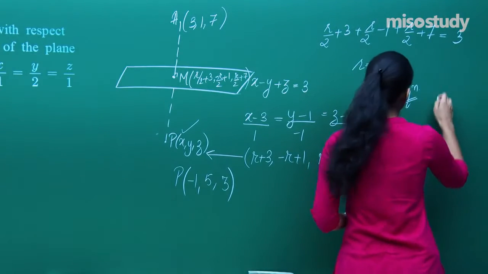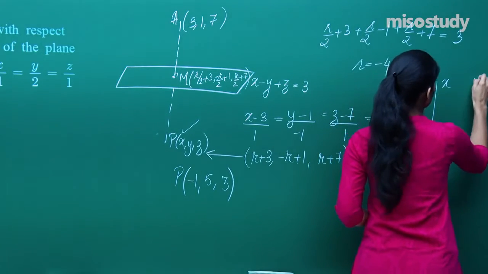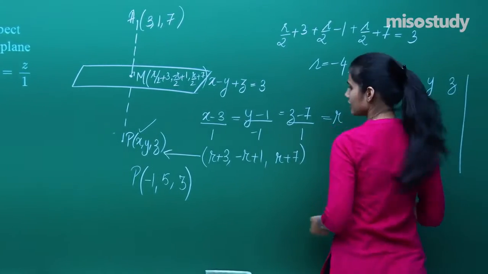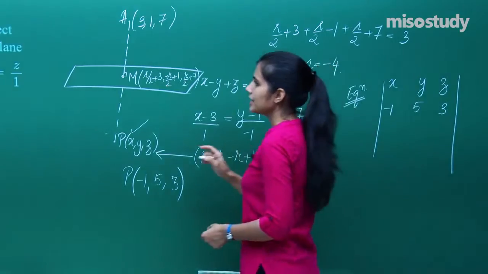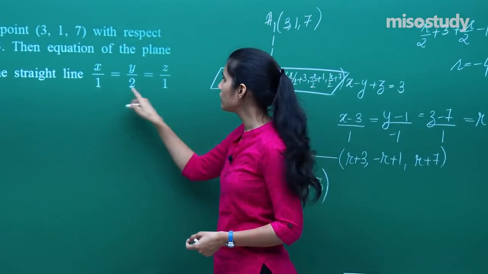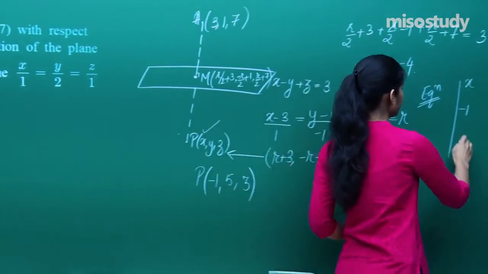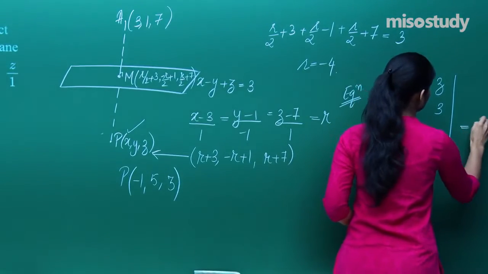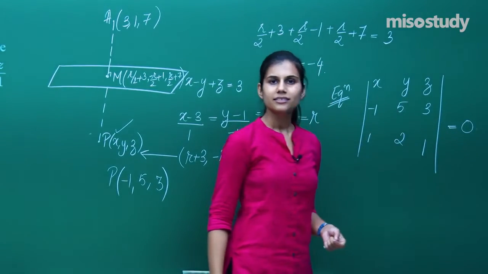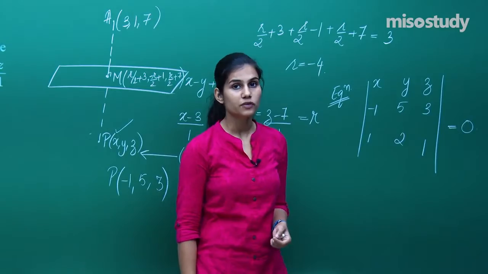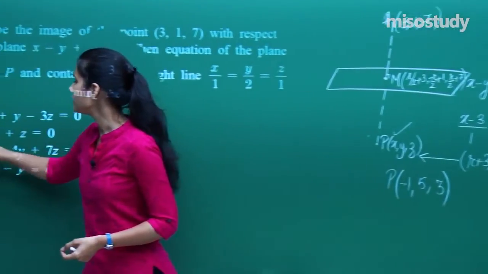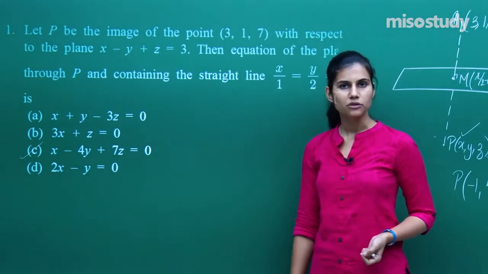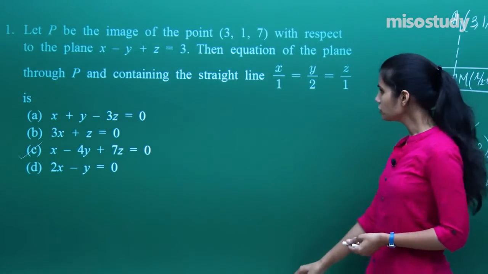Equation of that plane will be determinant of x, y, z, then the coordinates of P: minus 1, 5, 3, and direction ratios of this line are proportional to 1, 2 and 1. So 1, 2, 1. This is what is going to give you the equation of the required plane, which comes out to be x minus 4, y plus 7, z equals 0. That's how you deal with this question. Let's move on to the next one.